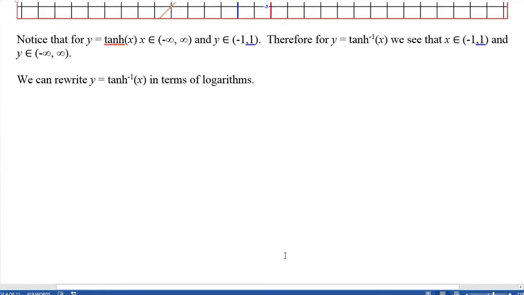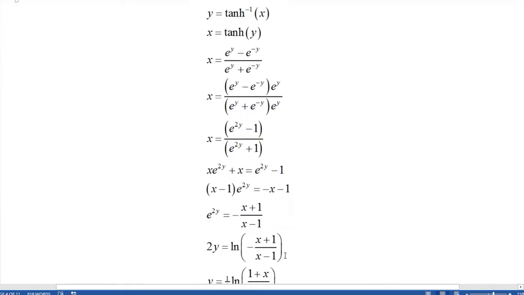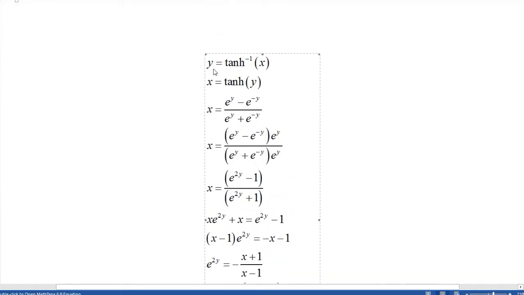So we can also do it in terms of logarithms. Let's look at this one. y equals the inverse hyperbolic tangent of x. That means x equals hyperbolic tangent of y. x then is e to the y minus e to the minus y over e to the y plus e to the minus y. That's the definition of hyperbolic tangent of y.